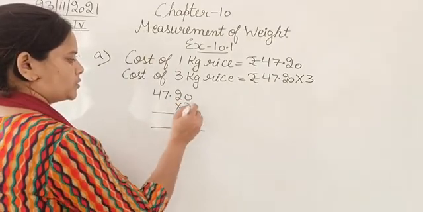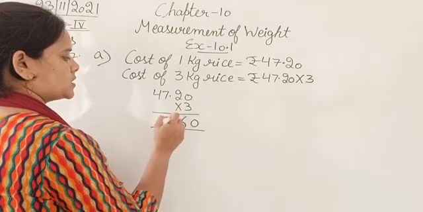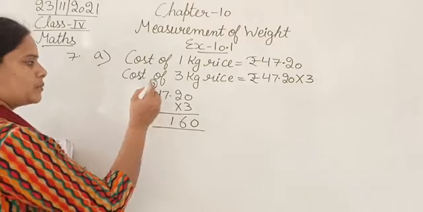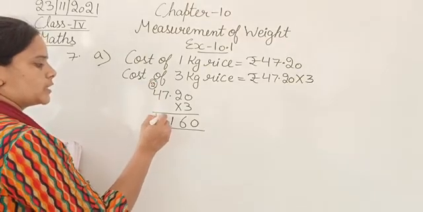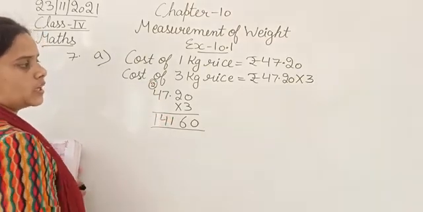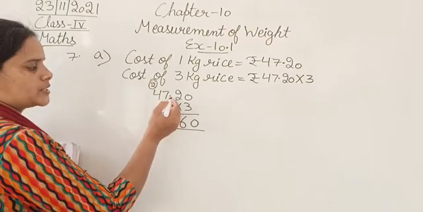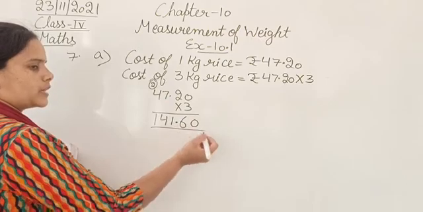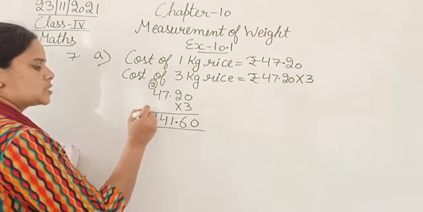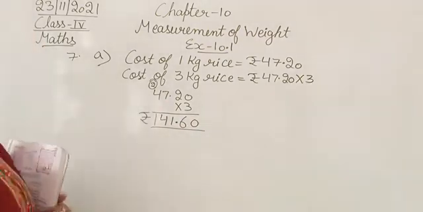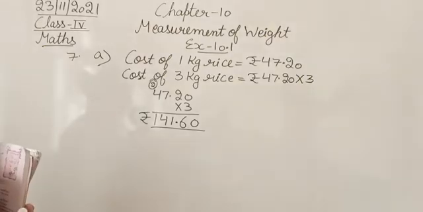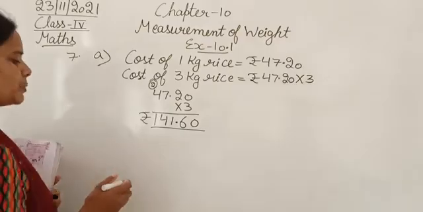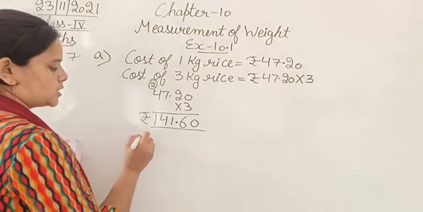3 zeros are 0, 3 twos are 6, 3 sevens are 21, 3 fours are 12 plus 2, that is 14. In the question, we are having 2 digits after the decimal. So we will put the decimal after 2 digits, and this is rupees. So this is the cost of 3 kg of rice. The cost of 3 kg rice is 141 rupees and 60 paisa.